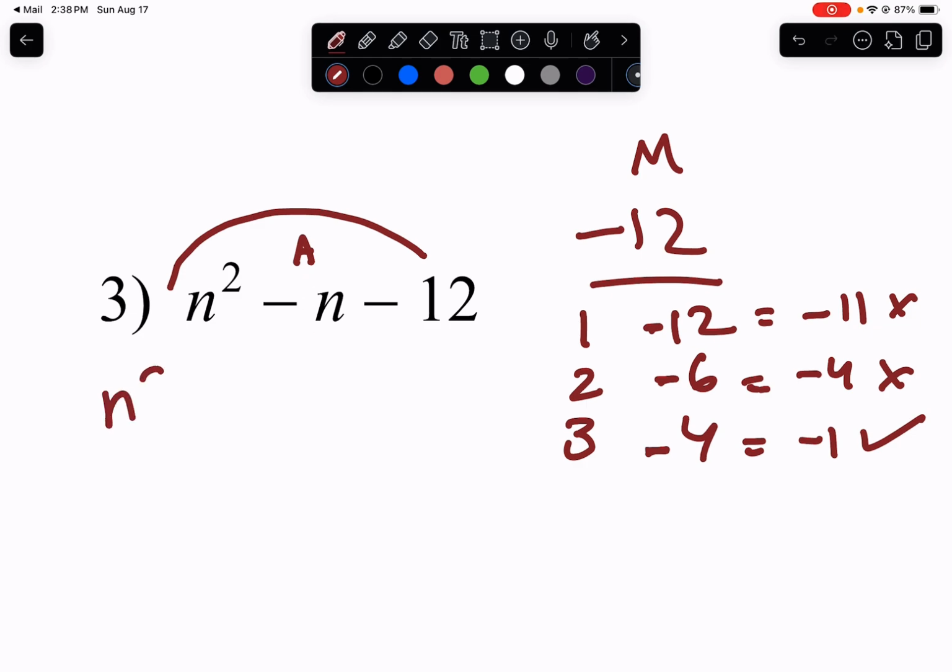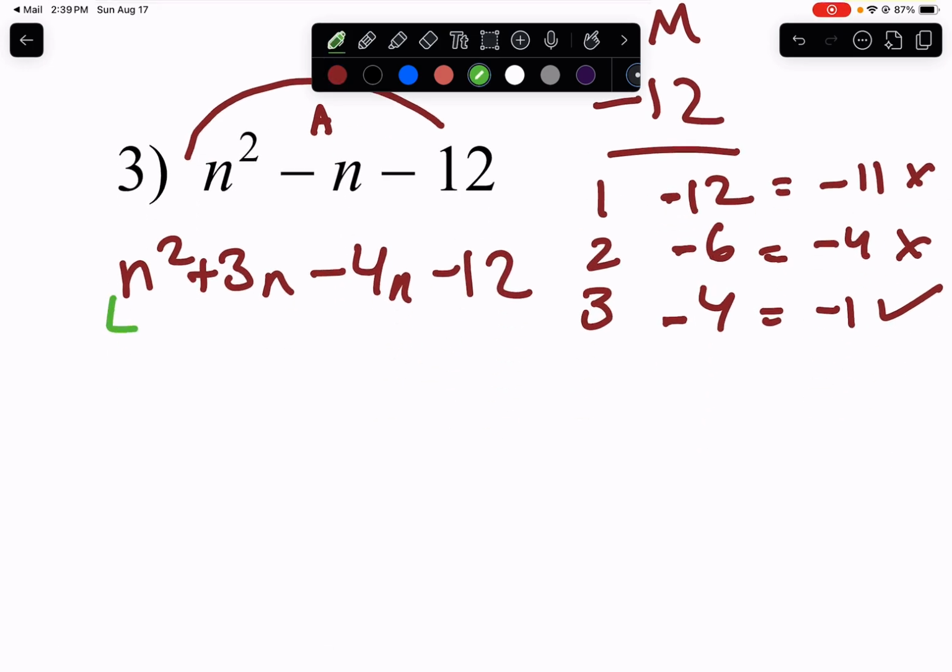So I get n squared plus 3n minus 4n minus 12. I'm going to take out my GCF here. The only thing I can take out is an n. I divide each of these by n. I end up with n plus 3.